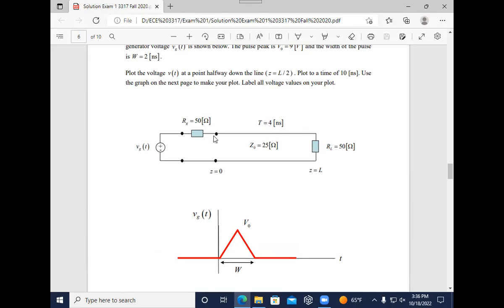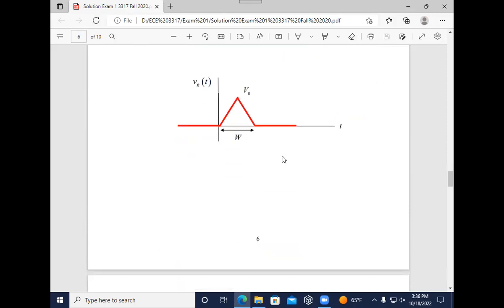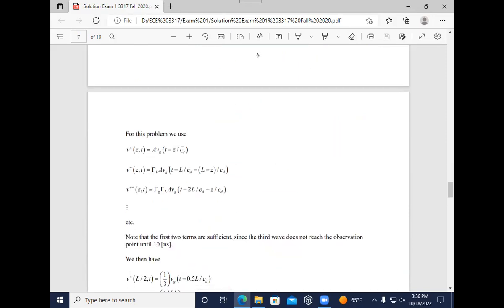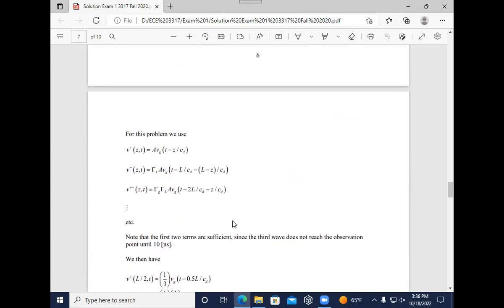So the time delay going down to the halfway point would be what? 2 nanoseconds, right? If Z is halfway down, Z is equal to L over 2, then that term, Z over CD, would be 2 nanoseconds. In fact, that's why it appears right here, right? 2 nanoseconds. All right, and here is the initial bounce.